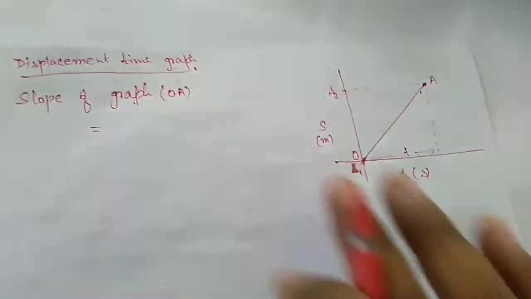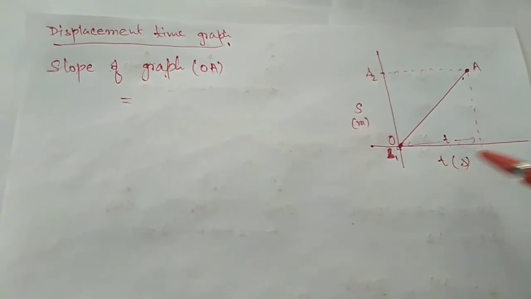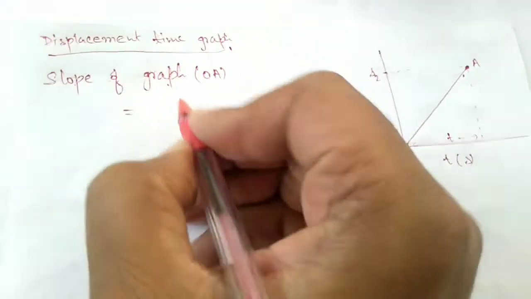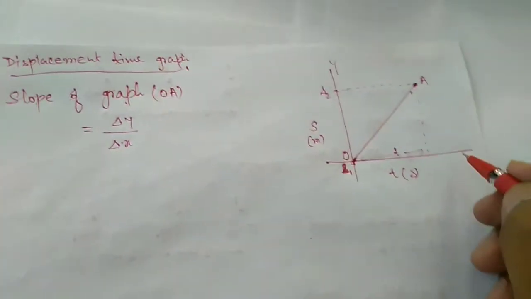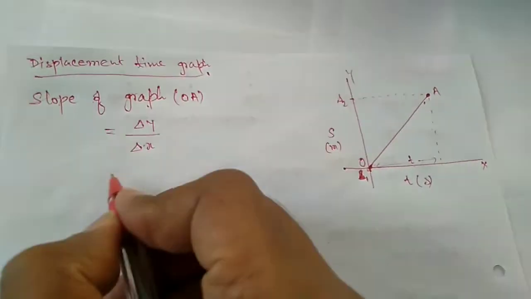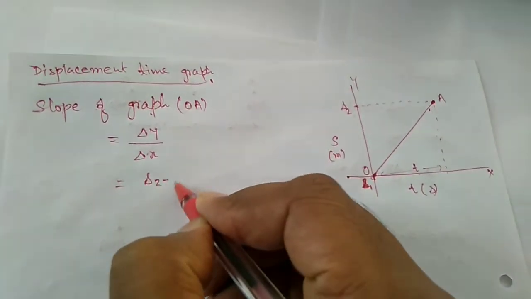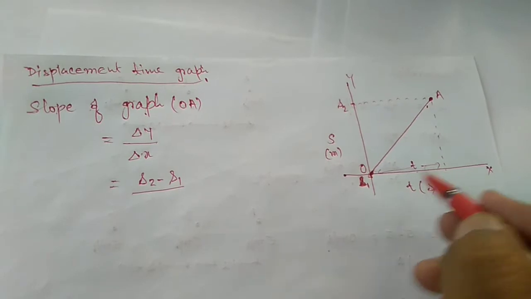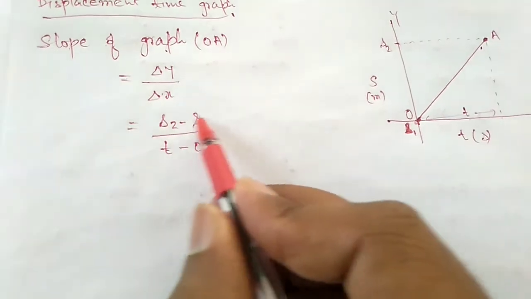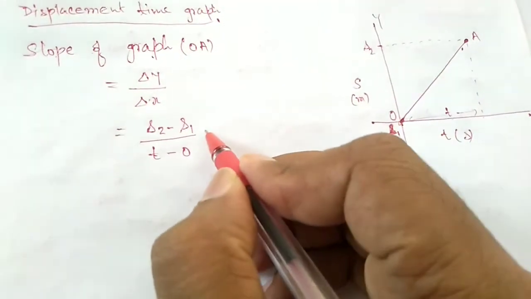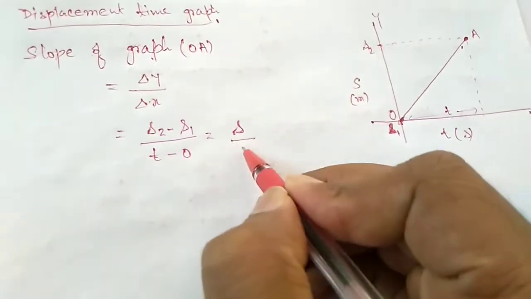So what is slope? Slope of the graph means change on the y-axis divided by change on the x-axis. You can also write it as delta y upon delta x, if this is the y-axis and this is the x-axis. What is the change in y? s2 minus s1. And the change in x is t minus 0. The subtraction of two displacement values still gives displacement. Suppose s2 minus s1 is s, and t minus 0 is t.